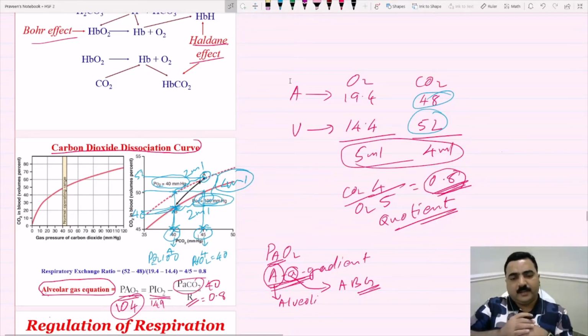So hope you understood what is the Haldane effect, what is the Bohr effect, etc. Now we have discussed the basic physiological concepts that are required for the transport of gases, the transport of gases within the blood, that is, oxygen and carbon dioxide transport.